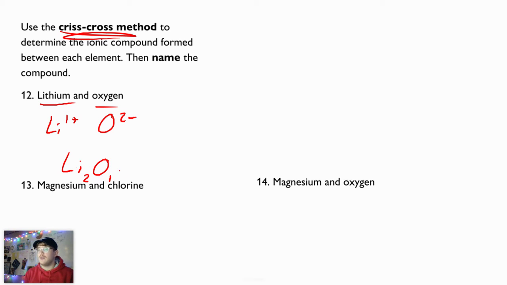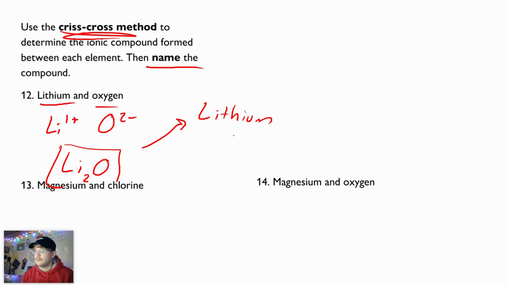So Li2O1, but remember, you don't need to write that 1, okay? It's implied. So Li2O. And the last thing, you need to name it. So this would be lithium oxide. Okay. And you can use that same method for 13 and 14.